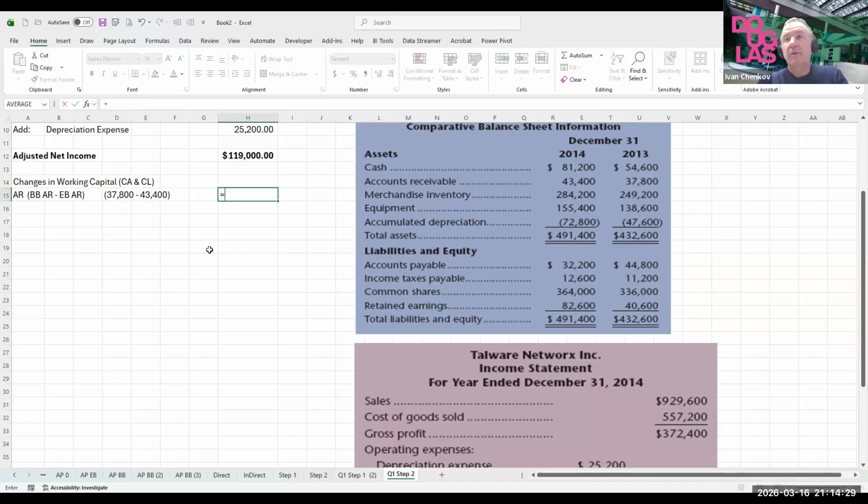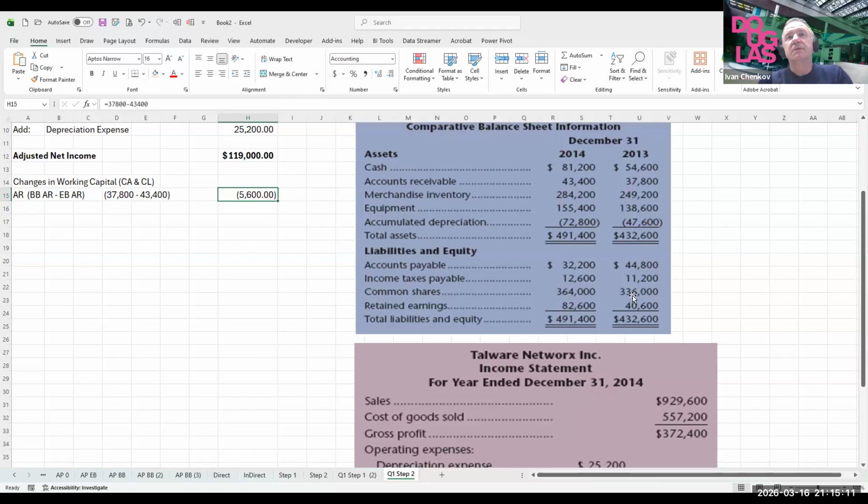So where we're going to be? 37,800 minus 43,400, a $5,600 reduction in our cash. Does that make sense? Are we building accounts receivables? Yes. If we're building accounts receivable, that means we're not collecting the sales. We collected the sales, but only that much minus $5,600, because now that part of the sales is sitting in accounts receivables uncollected.